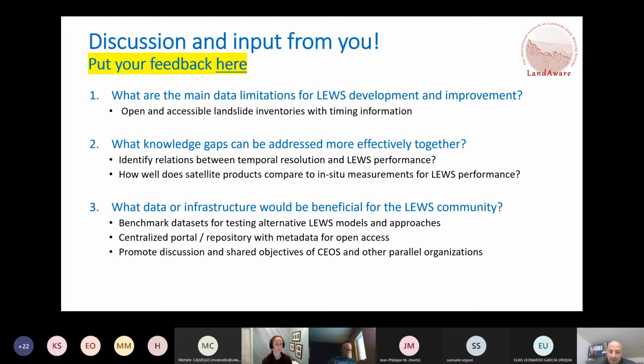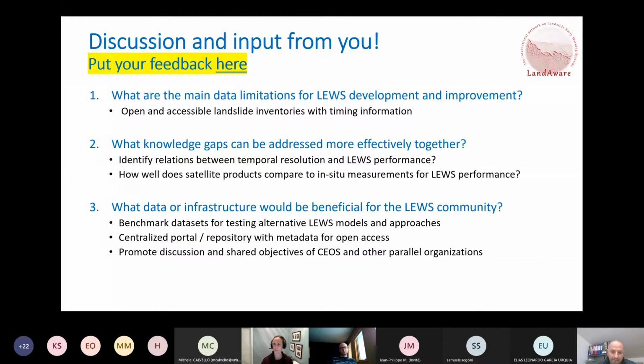So there's a connection between models and data, and this is given by the process you want to forecast. Rockfalls, debris flows, and debris slides are completely different processes, and they require different data and different models. That's my comment.